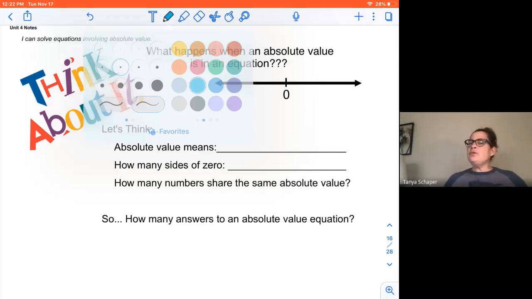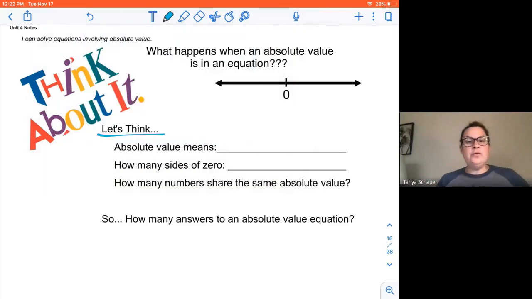So let's just do a little bit of review. We haven't talked a lot about absolute value in a while, so let's try to bring back that memory. Absolute value means the distance from zero.